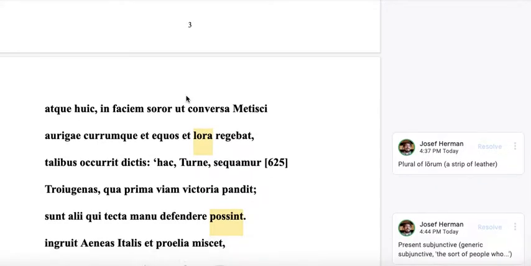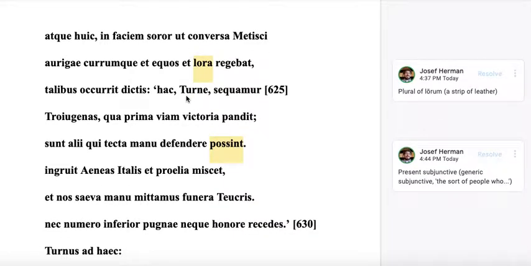And then we'll just do a few more lines here. Atque huic, that's where we begin. We'll go up to possint here.